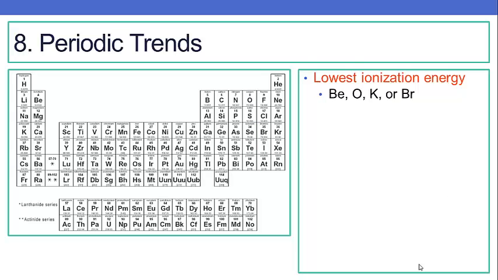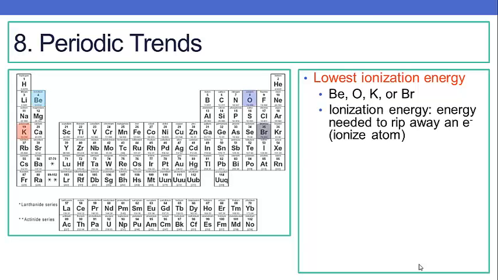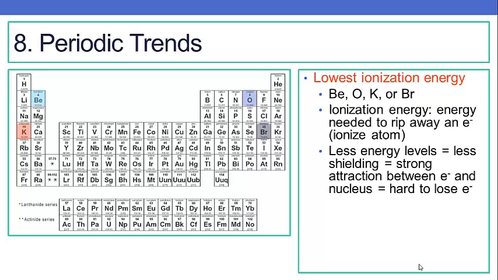So now we're looking at lowest ionization energy, and we're comparing beryllium, oxygen, potassium, and bromine. Ionization energy is how much energy I need to make an ion. So how much energy do I need to rip away an electron and ionize the atom? The harder it is to rip away that electron, the more ionization energy is needed to accomplish that.